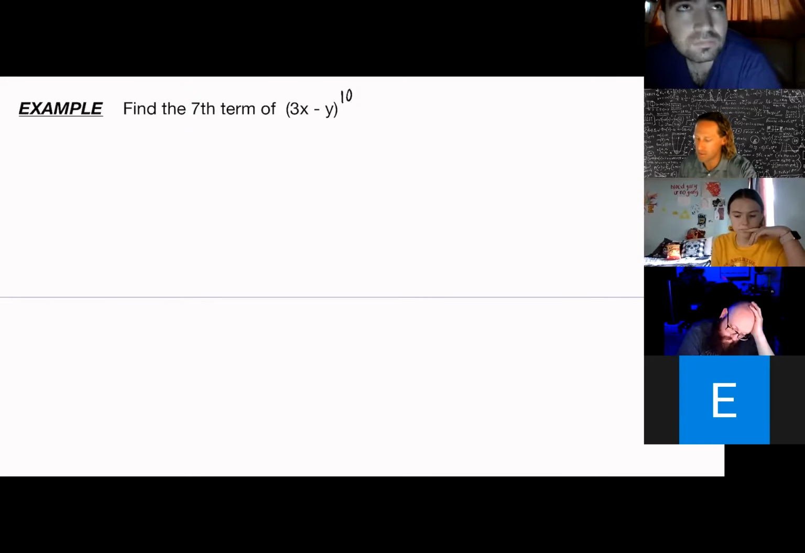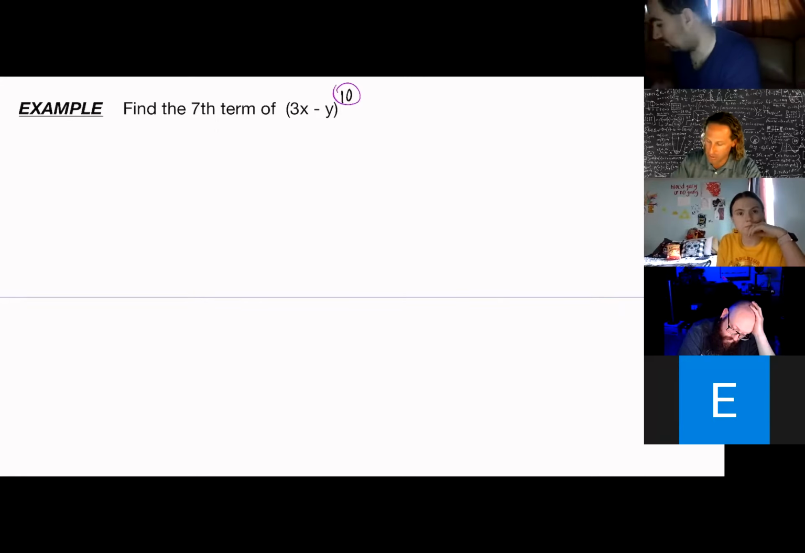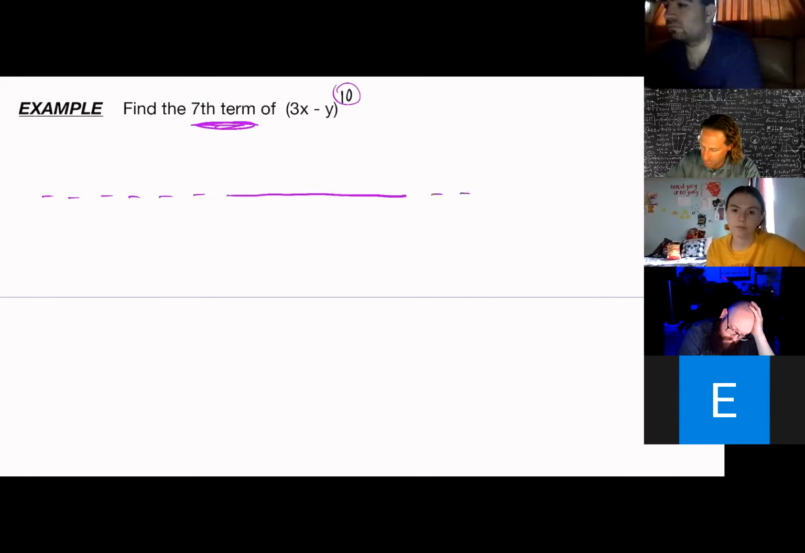If we had more time, I'd let you guys do it on your own, but I want you to have a little time to work on the group quiz together. So let's do this one together. That tells me I'd have 11 terms. I only care about the 7th. So I'm going to do this as placeholders: 1, 2, 3, 4, 5, 6, 7, 8, 9, 10, 11.